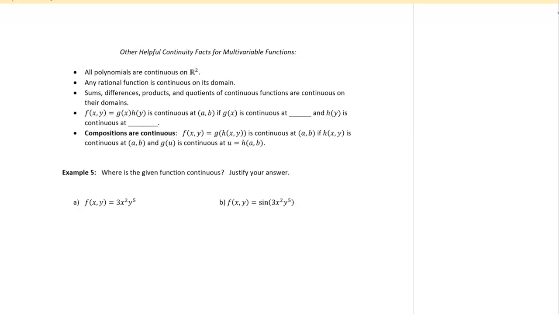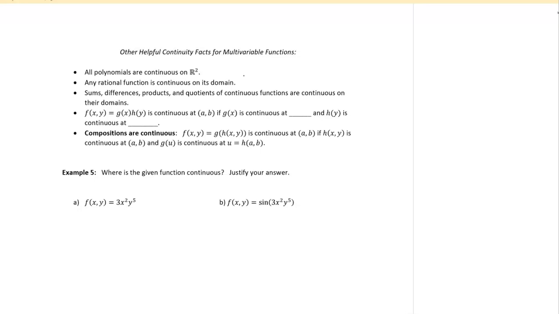So, continuity facts for multivariable functions. All polynomials are continuous on R squared. Any rational function is continuous on its domain. Remember, we have to get rid of places where the denominator equals 0. Sums, differences, products, quotients of continuous functions are continuous on their domains.